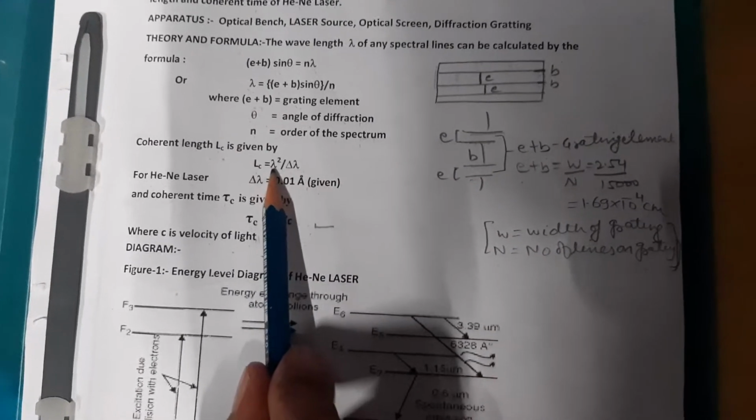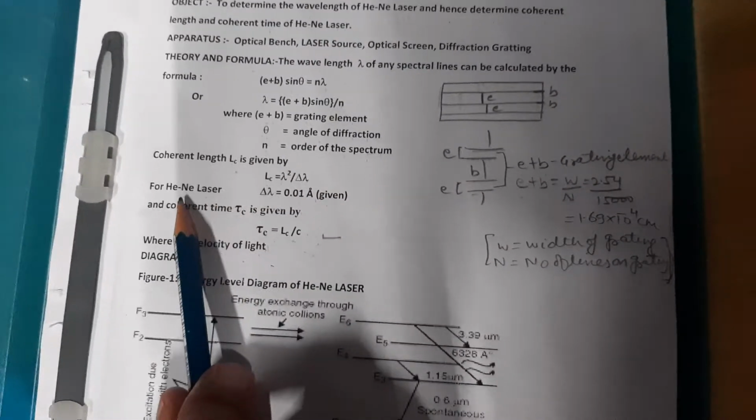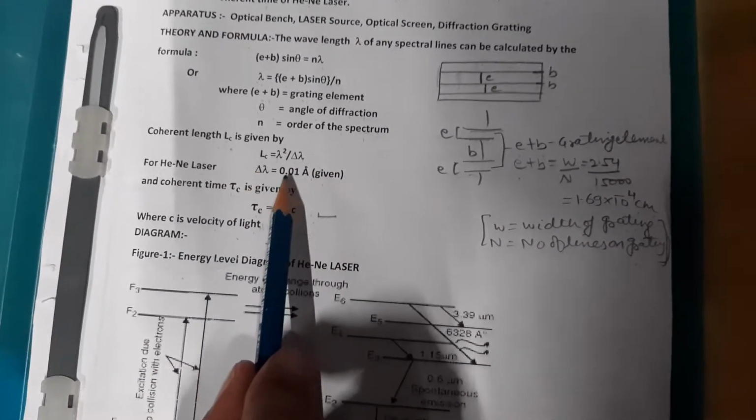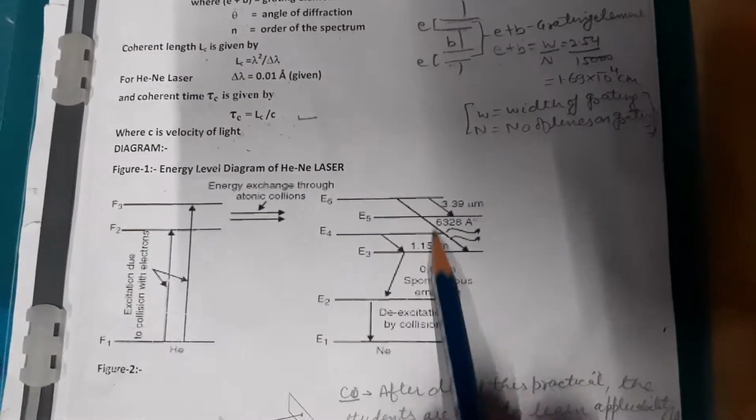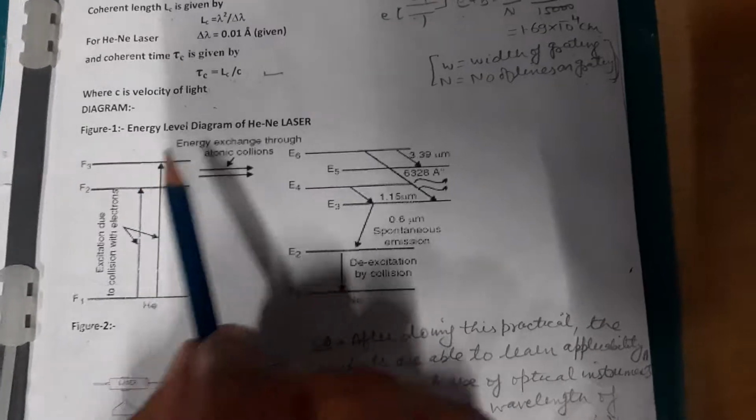Now students, coherent length is given by Lc = λ² / Δλ, where Δλ is 0.01 angstrom, and coherent time τc is given by τc = Lc / c, where c is the speed of light. This is the energy level diagram of a helium neon laser, and it is used to produce a continuous laser beam, and it is a 4 energy level system.